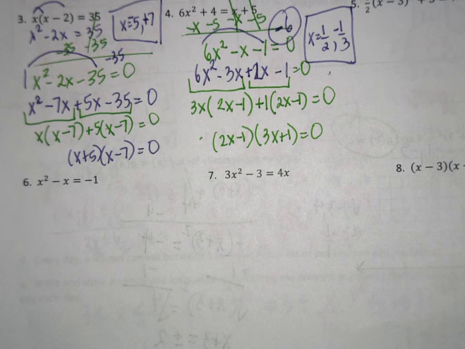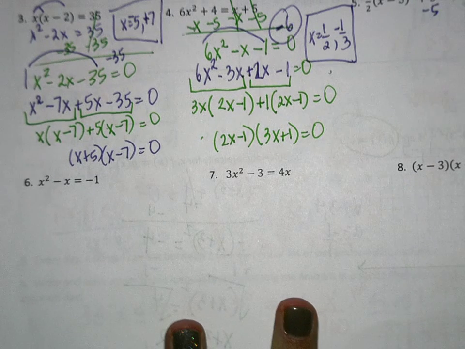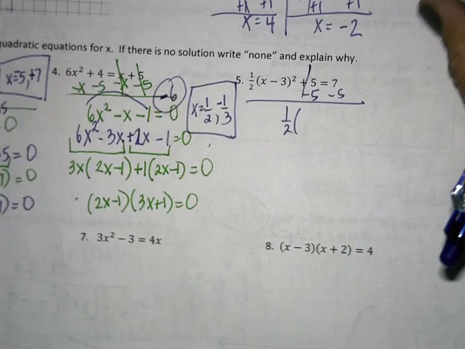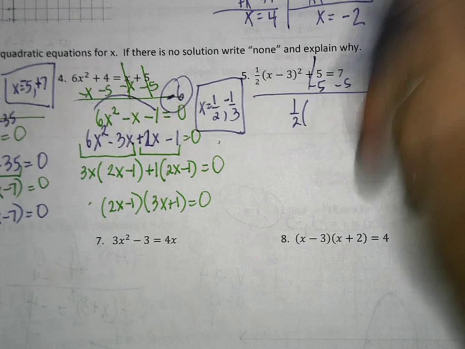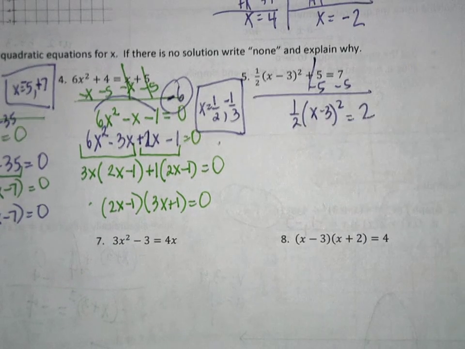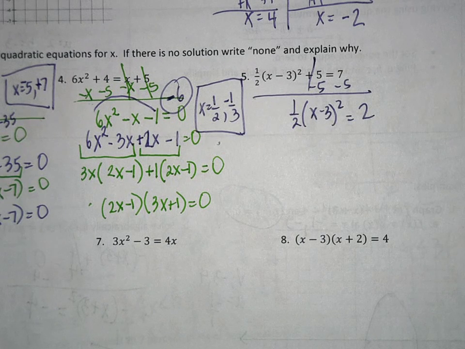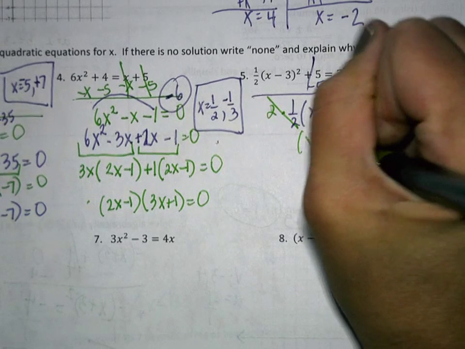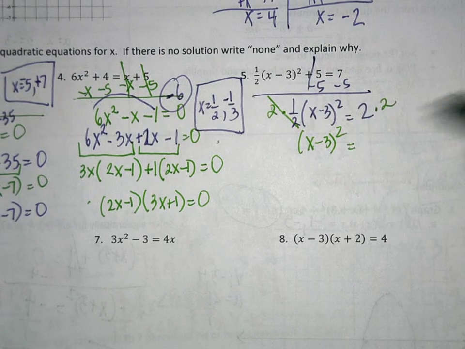Okay, next problem. Are we ready for 5? Okay, what am I going to do with 5? Subtract 5 to both sides. 1/2, parenthesis, x minus 3 squared equals what? 2. Guys, focus please. How do I get rid of the 1/2 in front? Very good. Multiply by 2. These cancel. X minus 3 squared equals 4.